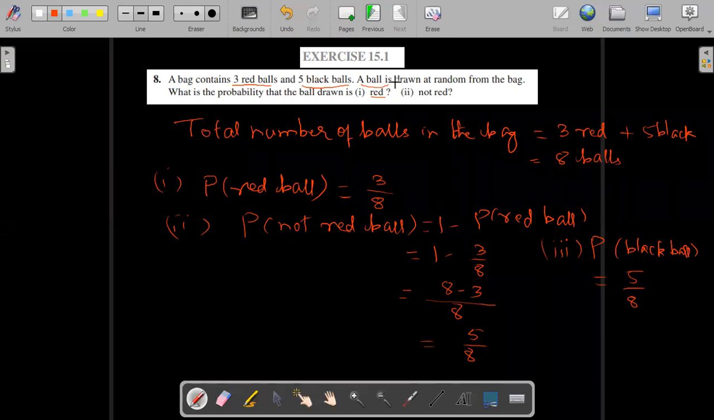But here in your course, generally we are taking only one ball. So one ball is drawn at random. That's why we can write the number of balls directly. Otherwise, it will be a different condition. It is there in higher classes.